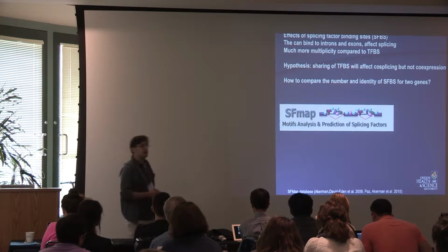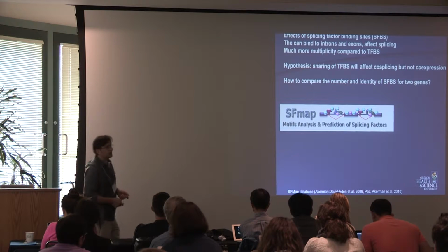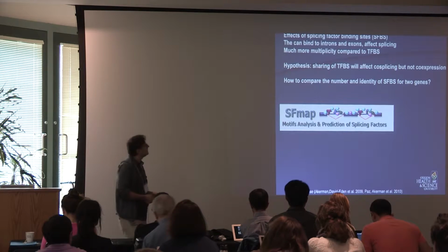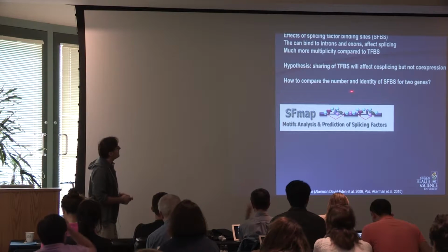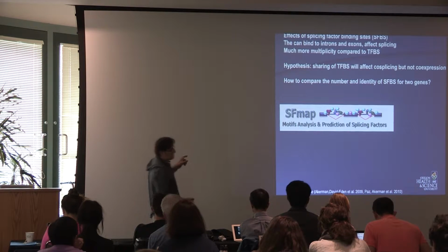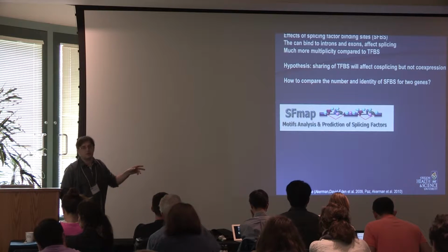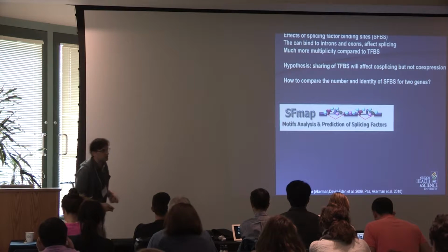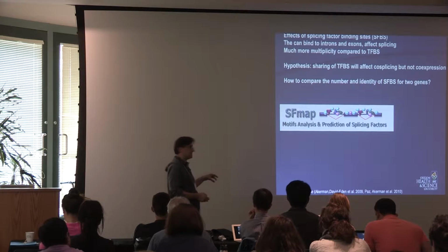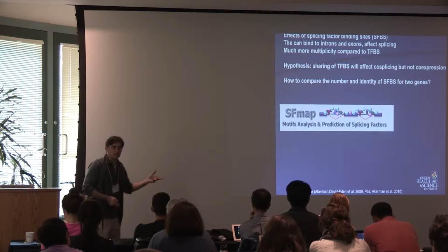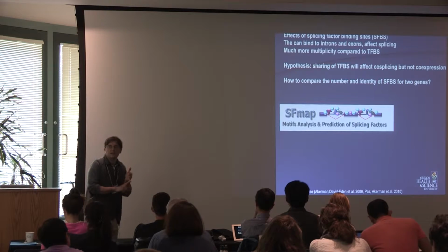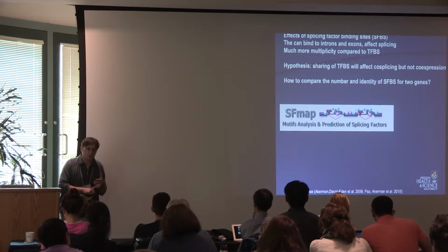Now, splicing factor binding sites. These are in both introns and exons, and there are a lot of them. And also, they have high multiplicity. So the same kind of degenerate binding site will be present many, many times within an intron or an exon. So the question now is, how do I compare? For each gene, I download all these splicing factor binding sites. Actually, these are computationally predicted. And I have two sets now, with the identity and the multiplicity for each gene.